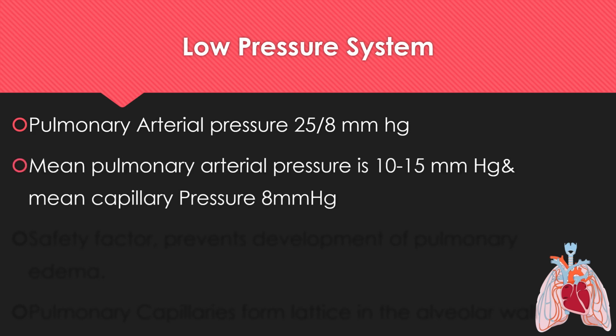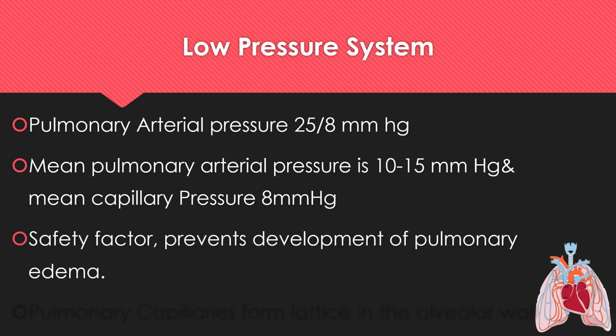So the mean pulmonary arterial pressure is 10 to 15 millimeter of mercury, whereas the mean capillary pressure is only 8 millimeter of mercury. So it plays as a safety factor to prevent the development of the pulmonary edema. We'll see how it is later.